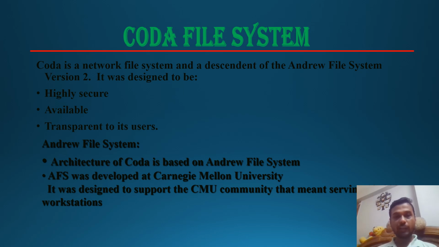The CODA file system is a network file system and a recent descendant of the Andrew File System version 2. It was designed to be highly secure, available, and transparent to its users. The architecture of CODA is based on the Andrew File System. AFS was developed at Carnegie Mellon University. It was designed to support the CMU community, meaning servicing workstations.